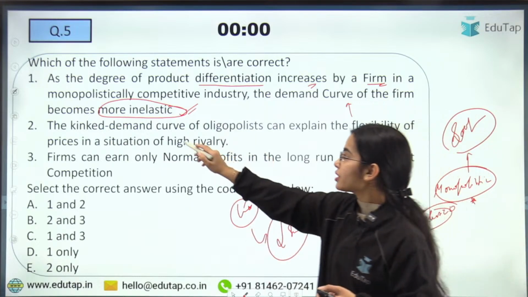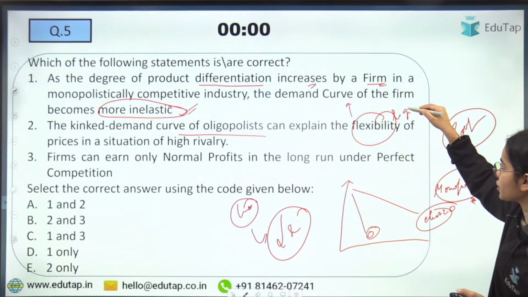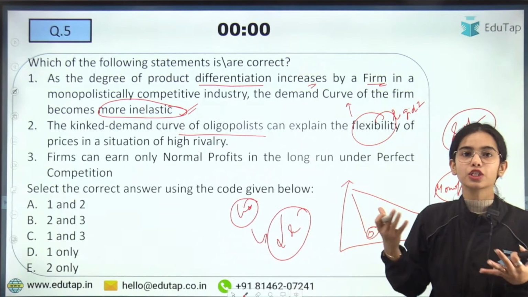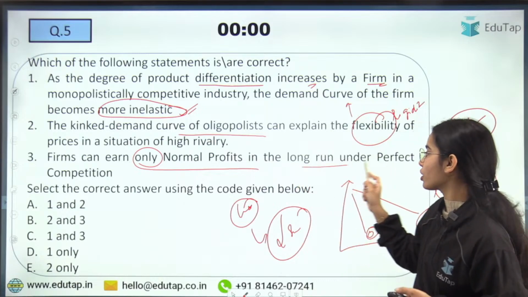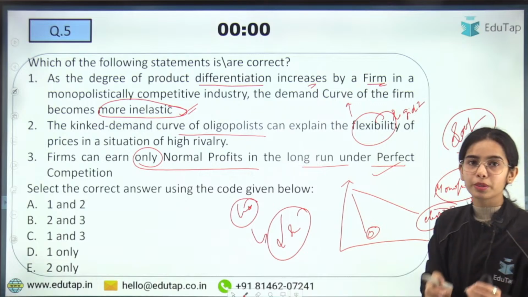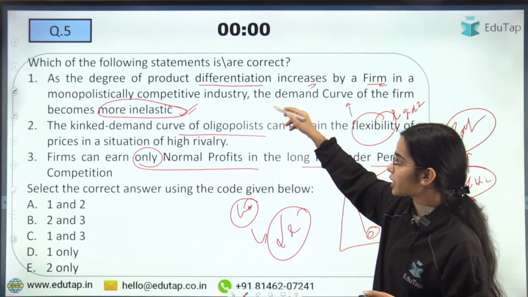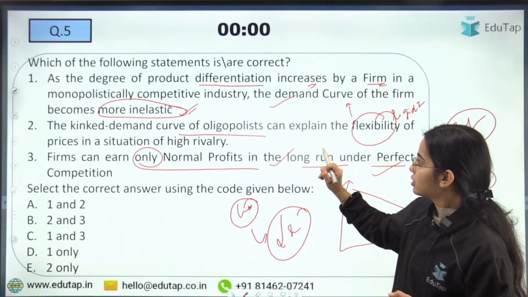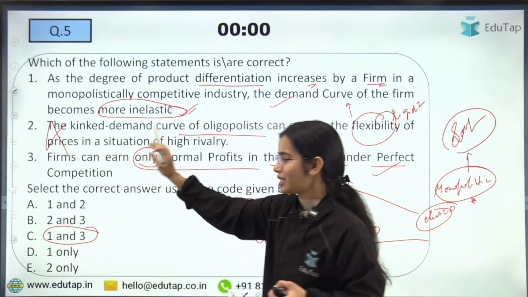The kinked demand curve of oligopoly can explain the rigidity of the price, because the kinked demand curve shows that the prices are not very easy to change in the oligopoly market. Firms can earn only normal profits in the long run under perfect competition, so that is correct. In monopolistic competition and in perfect competition, there can only be normal profits in the long run. So here the first statement and the third statement are correct, and that's why the answer here will be 1 and 3. Because the second statement is wrong.